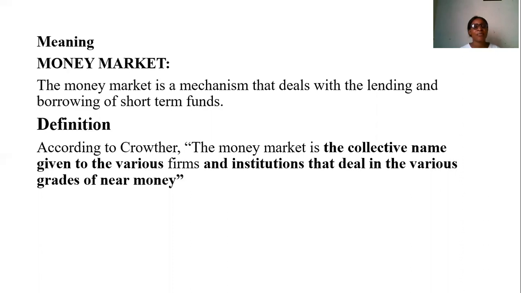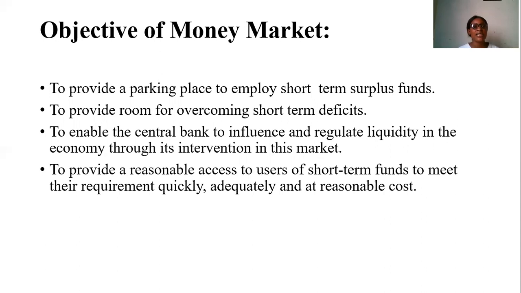All right. So now let's look at a definition by this Arthur Crowther. So according to Crowther, the money market is the collective name given to various firms and institutions that deal in the various grades of mere money. So right, let us now look at the objectives of money market.